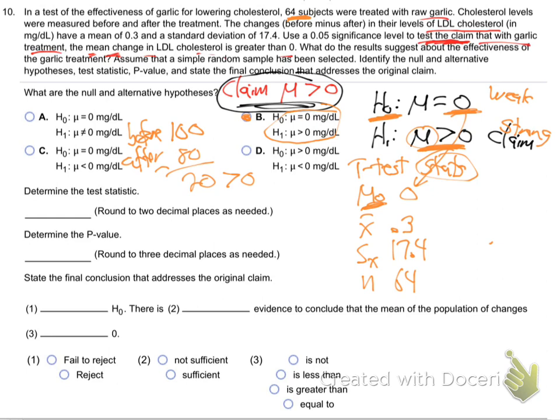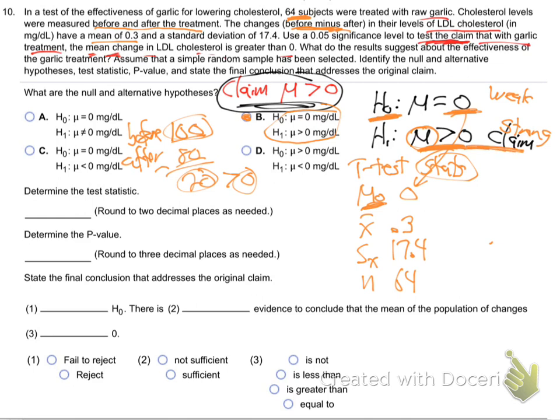Where do they say that? Before and after treatment, the change before minus after. See how it's before minus after? In there has a mean. So that's what we're measuring. That's the mu. It's the change. And you want that to be greater than 0, which means the before was bigger, which means the cholesterol was lowered by the garlic. So they're claiming the garlic lowers the cholesterol.